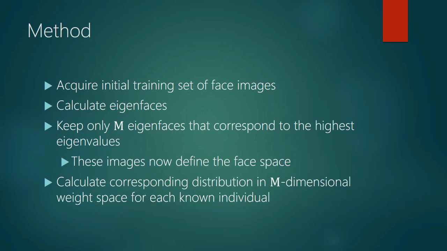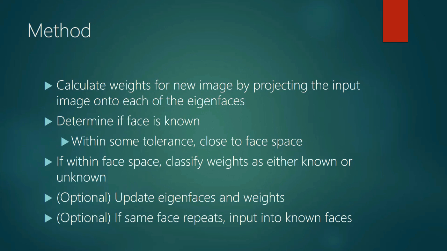So the method that we used was to acquire the initial training set of face images and then use it to calculate the eigenfaces. Keep only m eigenfaces that correspond to the highest eigenvalues, and these images will now be used to define the face space. We then calculate the corresponding distribution in an m-dimensional weight space for each known individual. If any new image is passed, we calculate the weights for this new image by projecting the input image onto each of the eigenfaces. We first determine if the image is within some tolerance of the face space. If it is within the face space, then classify the weights as known or unknown. We then update the eigenfaces and the weights, and if the same face repeats, then the face is used as an input into known faces.